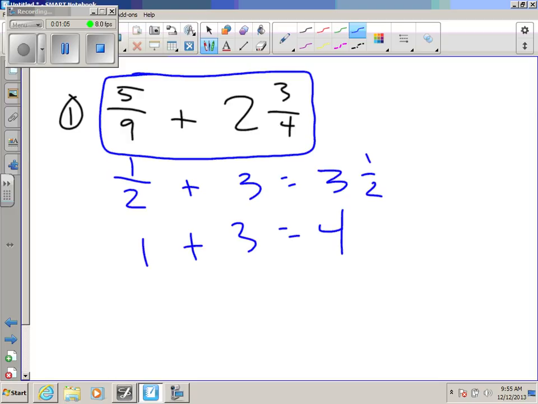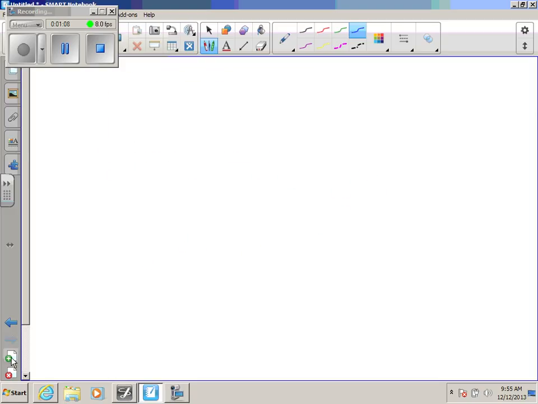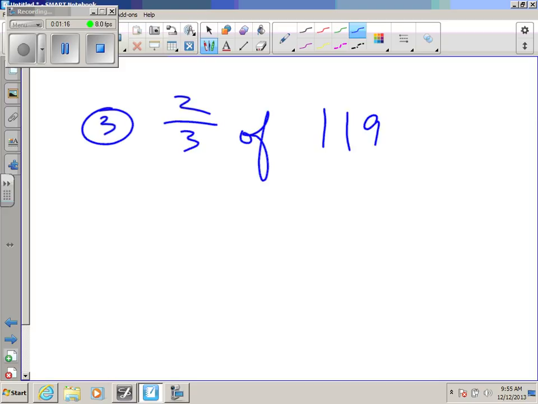Caleb, number 3, 2/3 of 119. Okay? Now we can look at this a couple of different ways. First way is maybe what you did is you rounded this, because it was a regular fraction, to 0, half, or 1. Maybe you went to 1. If you went to 1, there's no reason why you would need to change the 119.